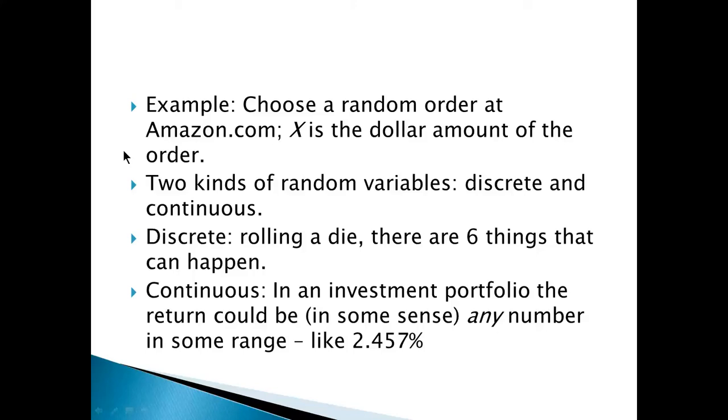There are two kinds of random variables, discrete and continuous. In discrete, there's basically a finite number of things that can happen. You roll a die, there's 6 possibilities. A continuous random variable is one in which you could get any number in some range. So in an investment portfolio, you could get any return between negative 20% and positive 30% or something like that, including returns of 2.457%, at least if you can measure accurately enough. So for continuous random variables, we talk about ranges rather than individual outcomes.